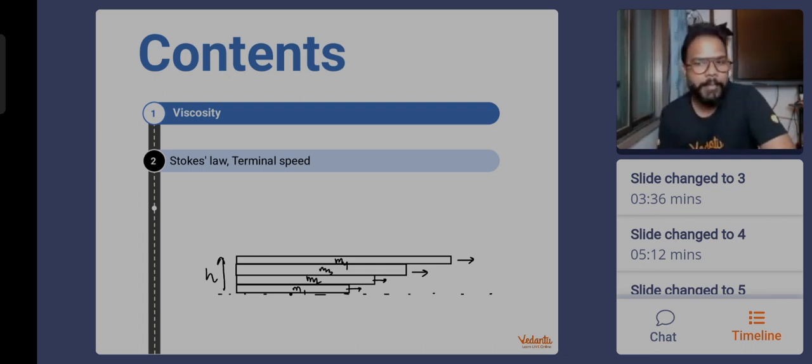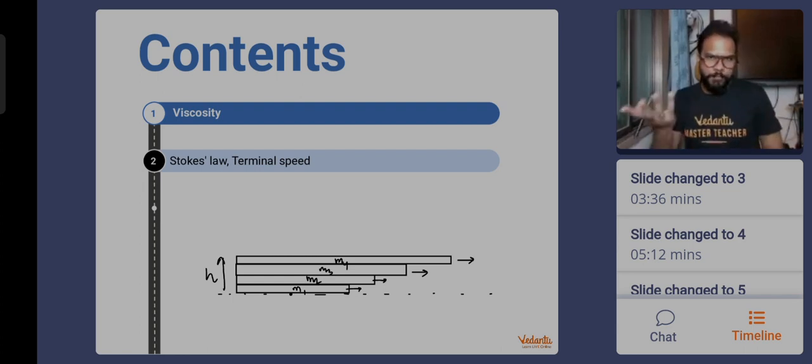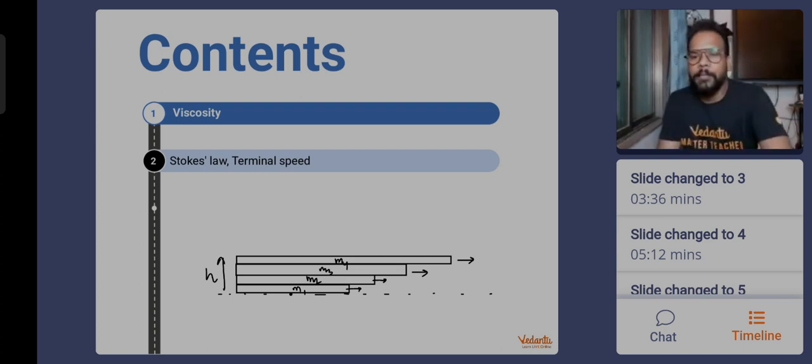This is the reason, Manav Verma, that liquids like honey and oil travel with more difficulty compared to water. The reason is viscosity. Viscous force, absolutely. And that is what we are going to explain today. That is what we are going to get into the depth of today. Okay. Is that clear? Cool.